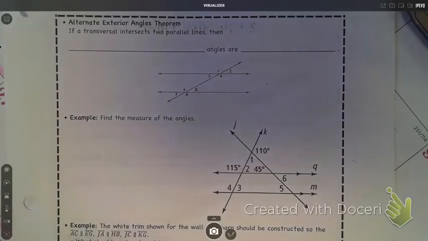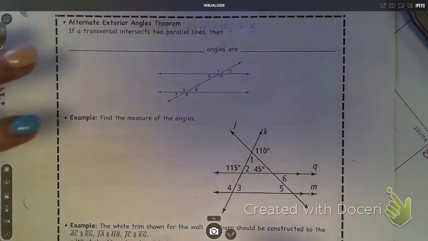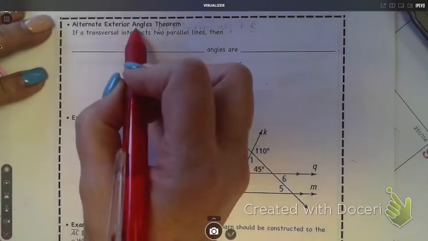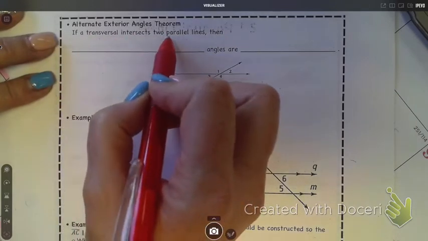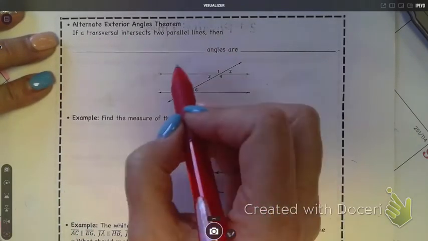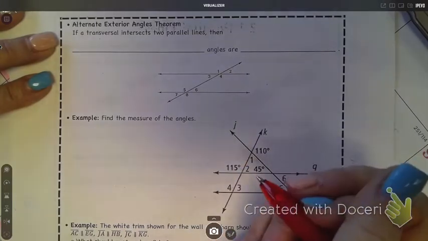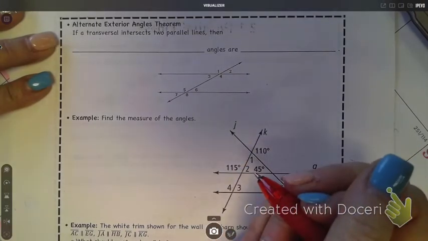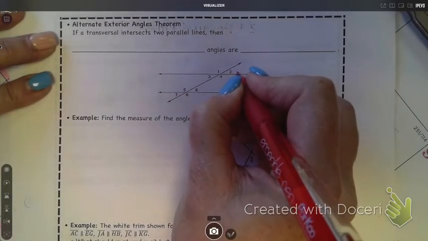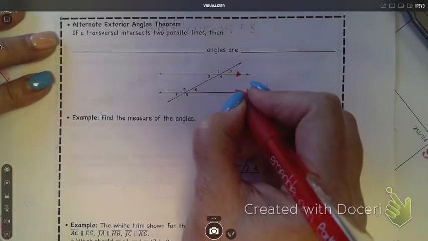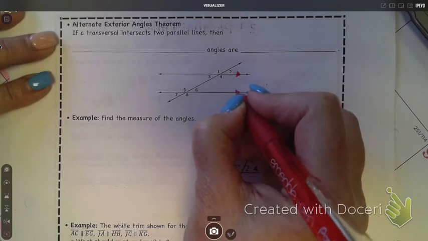Okay, our last definition before we get going on 2-1 in your practice, we have the alternate exterior angle theorem. If a transversal intersects two parallel lines, so what do I need to do to this picture to make them parallel? Draw those arrows. So put some arrows on there. We'll just do one. How's that work? Okay.